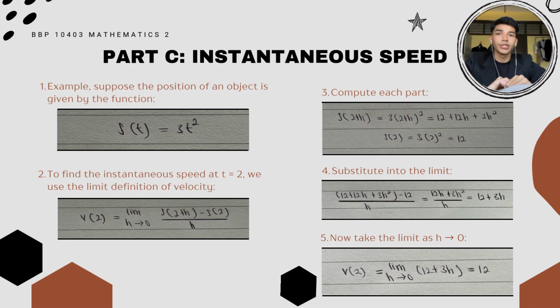Using the limit definition, we take the limit of [s(2 + h) − s(2)] / h. As h approaches 0, after simplifying, we get (4h + h²) / h = 4 + h. As h goes to 0, the expression becomes 4. So the instantaneous speed at t = 2 is 4 units per second. That's all.